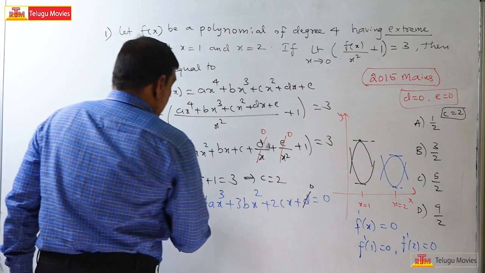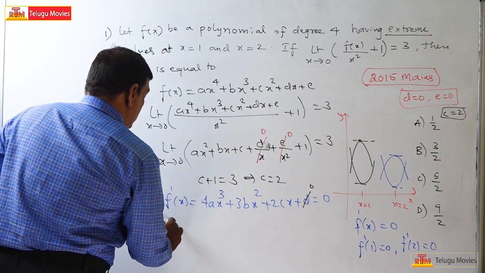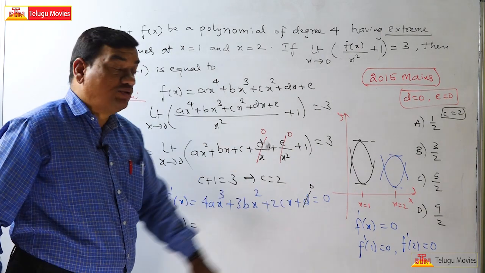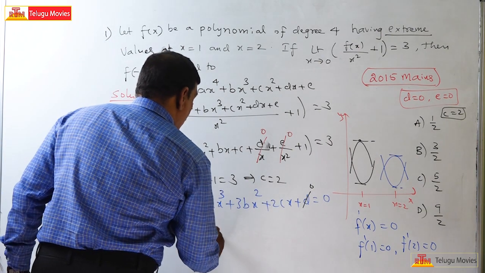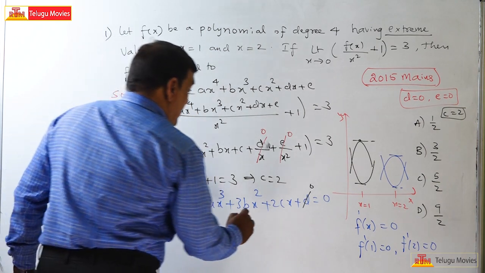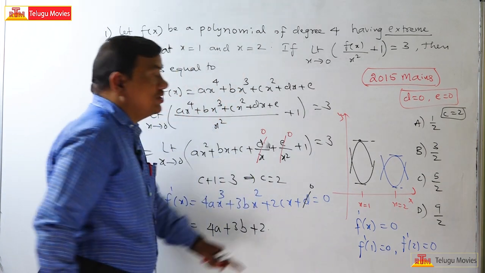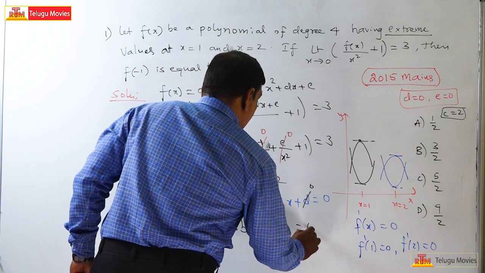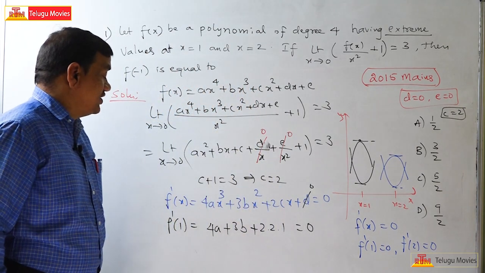Now f dash of 1, you substitute. F dash of 1 means substitute 1. So this is equal to 4a plus 3b plus 2 into the c value we got, that is 2, into 1, is equal to 0. Understand this.